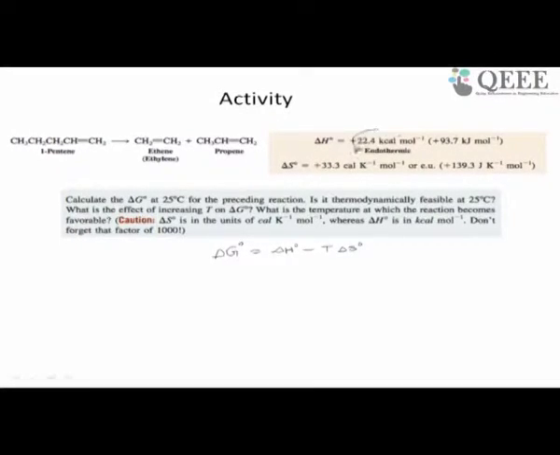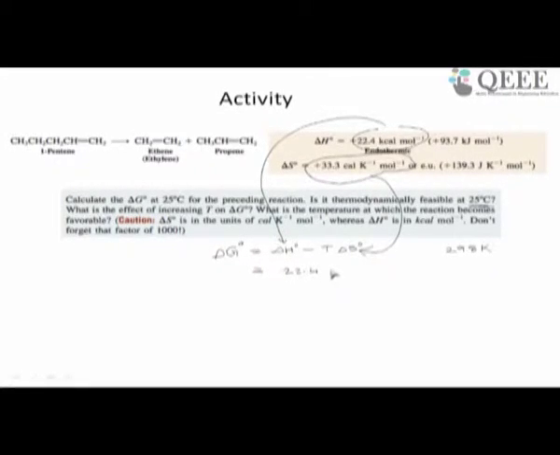You just have to substitute these values here, and you have to be very careful with the temperature. Here it is set at 25 degrees. If you convert that into Kelvin, it's 298 Kelvin. So just quickly do it. Delta H is plus 22.4. Since the temperature has to be in Kelvin, I will write 298, and delta S we know is in calories per Kelvin per mole.